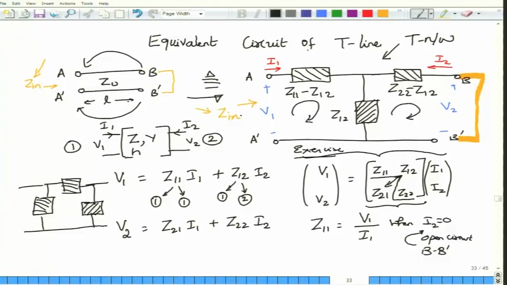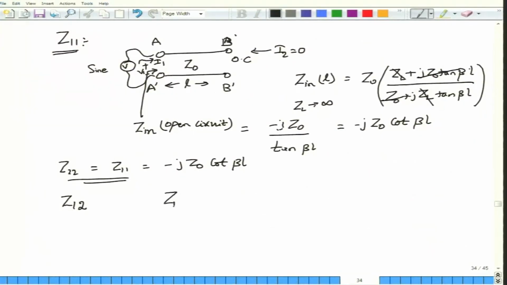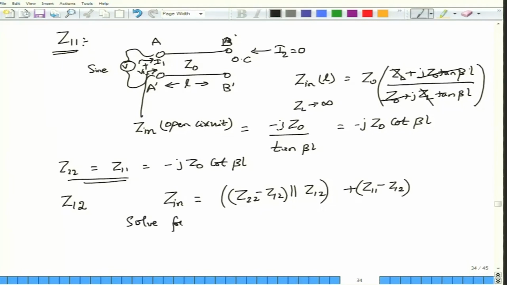You see what is Zin that can be obtained once you short this BB prime plane. You have Z22 minus Z12 block in parallel with Z12 block, and then add it in series with Z11 minus Z12. Okay. So, you have Zin is equal to Z22 minus Z12, which is the block that was there. This would be in parallel with Z12. This entire thing will be in series with Z11 minus Z12. You can find out what would be this relationship and solve for Z12.